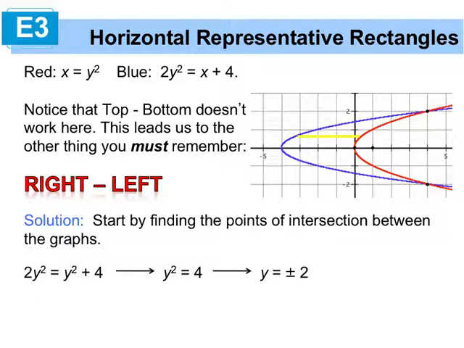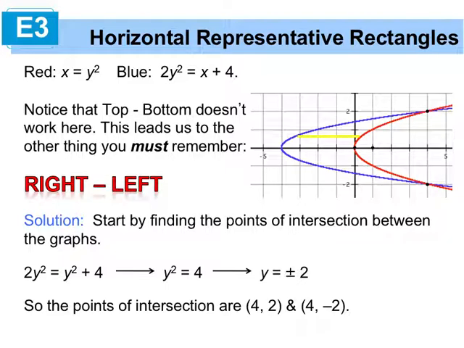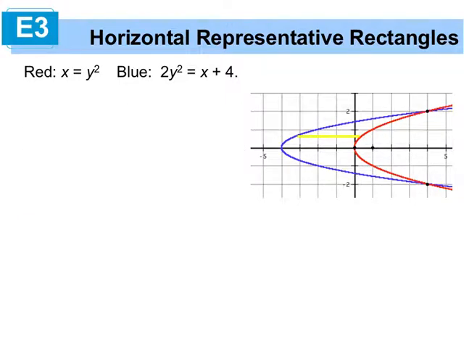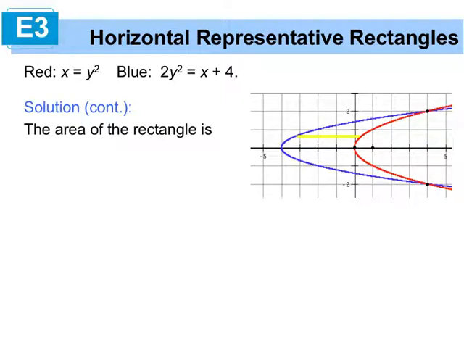Okie doke. How are we doing so far? Oh, look, it matches the graph. Where did that come from? Well, that's simply right minus left. The right function is the red one, which is y squared, minus the left function, which is the blue one, 2y squared minus 4. Its thickness is dy, so there's the area of the rectangle.